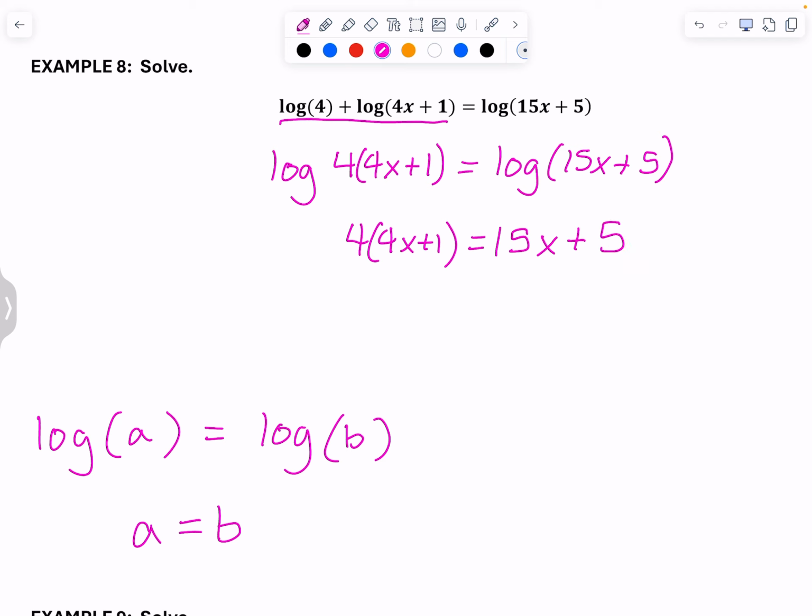We're not dividing by log. We're not canceling log. We just know that if two logs are equal, the arguments, the insides, have to be equal. If you want to think in your head, divide by log, sure, but that's not what you're doing. Log is just a word by itself. You have to have something after it to make sense in math. Okay, so now I'm going to distribute. This is just a 3-step linear equation.